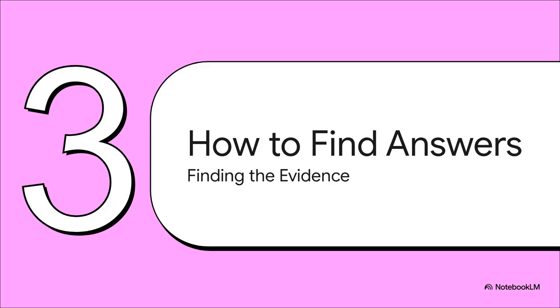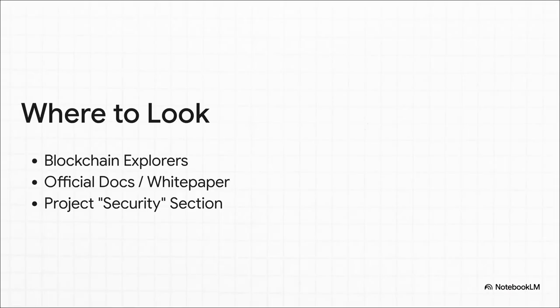Okay, so we know what questions to ask. That's the what. But what about the how? Where do you actually go to find these answers if you're not a security expert? Thankfully, your toolkit here is pretty simple. Your number one go-to is always a block explorer, like Etherscan or SolScan for Solana. They usually show you the owner, if it's a proxy, and other key details right on the main page. From there, you can check that against the project's official documents, their white paper, and if they have one, a dedicated security page on their website. You're looking for evidence, not just promises.